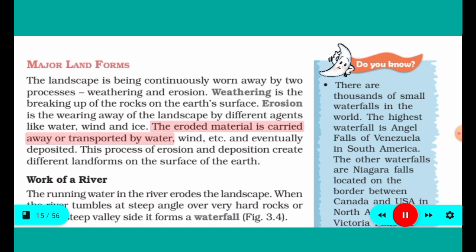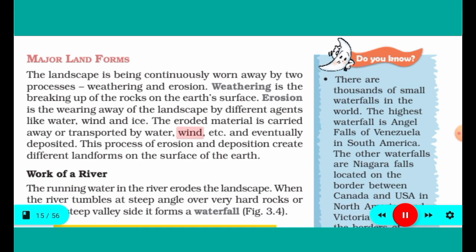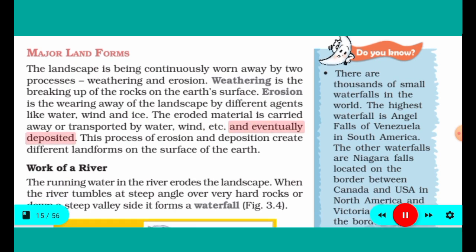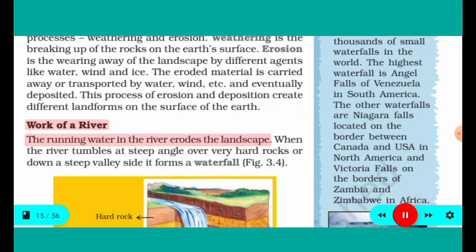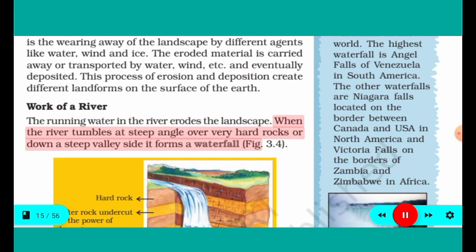The eroded material is carried away or transported by water, wind, etc. and eventually deposited. This process of erosion and deposition create different landforms on the surface of the Earth. Work of a river. The running water in the river erodes the landscape. When the river tumbles at a steep angle over very hard rocks or down a steep valley side, it forms a waterfall.